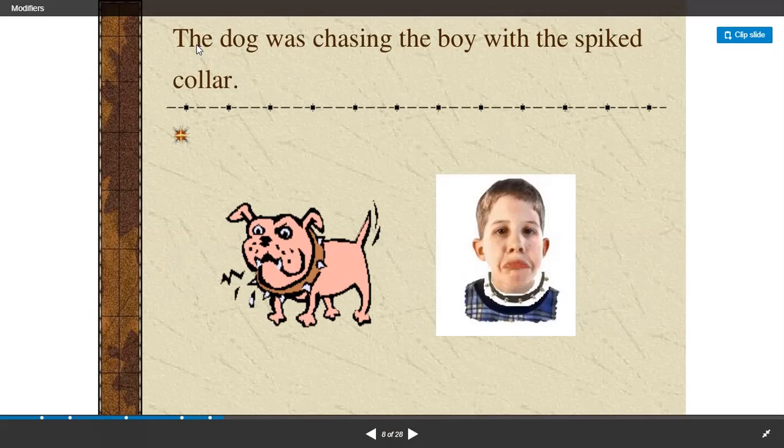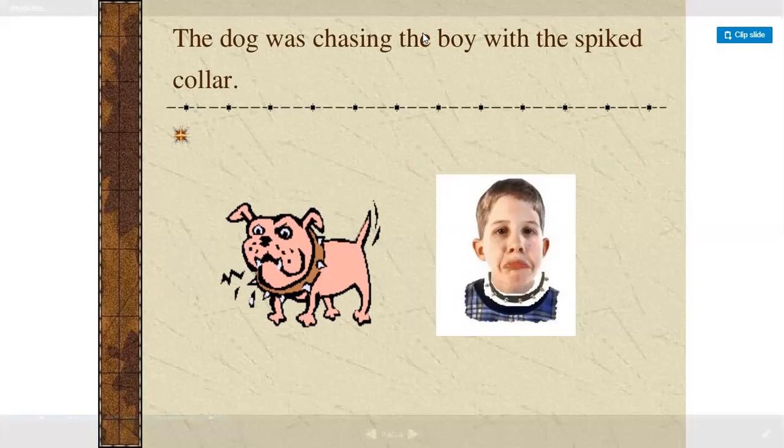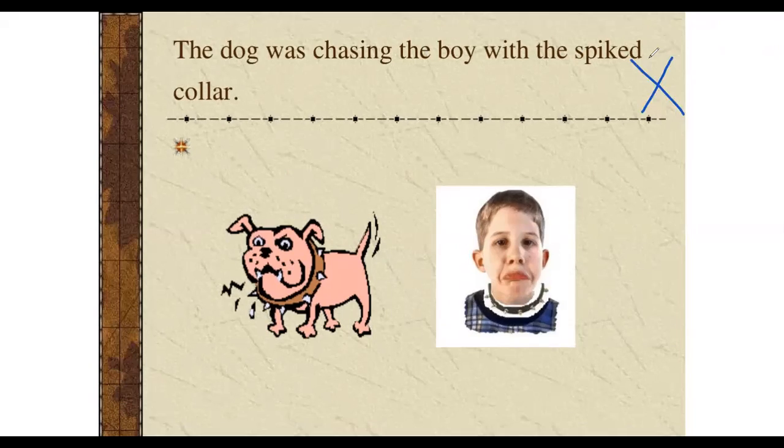But when I put it in this way, the dog was chasing the boy with the spiked collar, what comes to my mind is, is the boy the one who's wearing the spiked collar? Because you put it here at the end after the boy. So it comes to my mind, the boy is wearing a spiked collar? Of course not. So now this sentence is wrong because he put the phrase about the spiked collar after the boy. But the boy doesn't wear a spiked collar. I should put it after the dog. So okay, how to fix it? This is what I call a misplaced modifier. This is wrong.